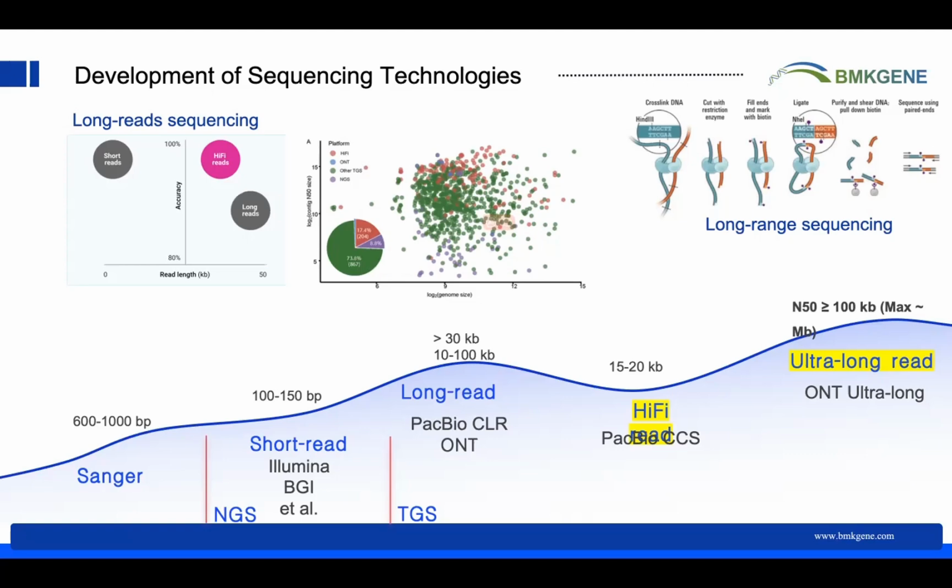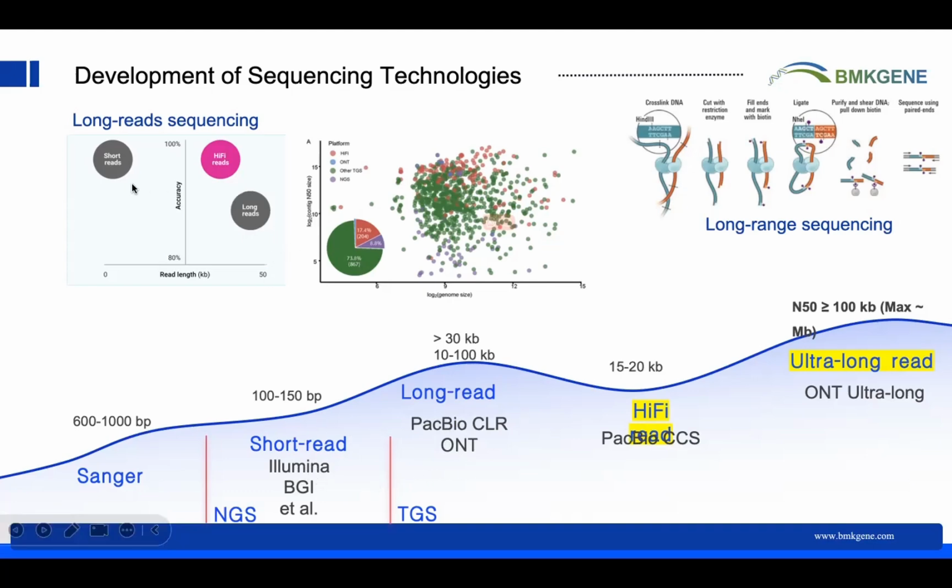So you can see here, about 2019, PacBio published HiFi read sequencing. It's the CCS mode. It has the advantages of high accuracy and long reads, covering the disadvantages of both NGS and TGS sequencing.